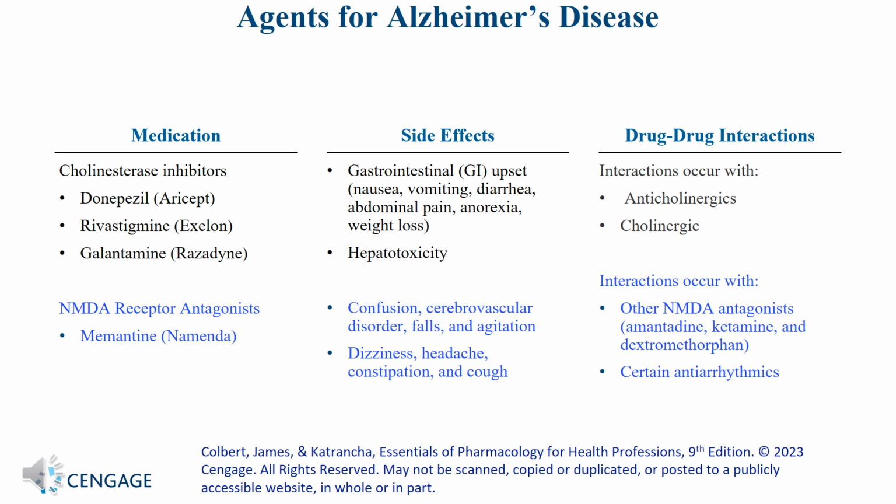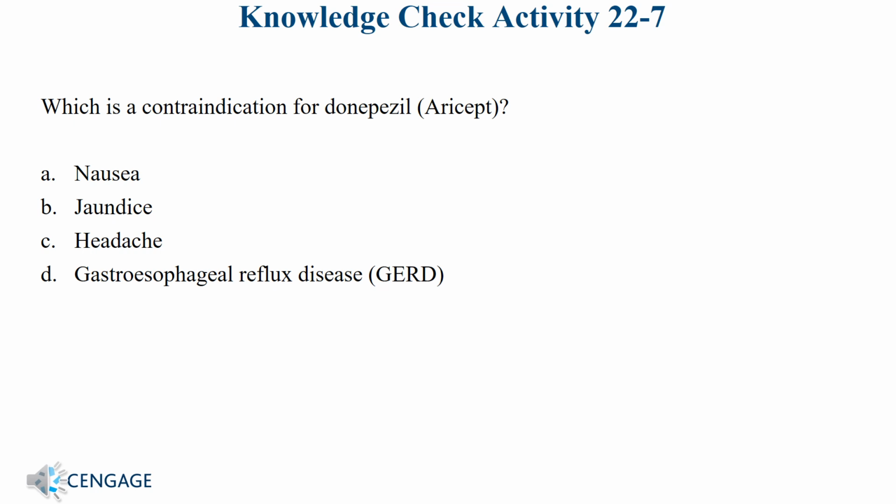Alright, some agents for Alzheimer's disease. You have a column for medications, your side effects, and your drug-drug interactions. Pause the video for a minute and take a look at it. The blue is just letting you know which is what. Knowledge check activity, which is a contraindication for Aricept? Look at your choices, write down your answer, and we'll check it at the end of the video.